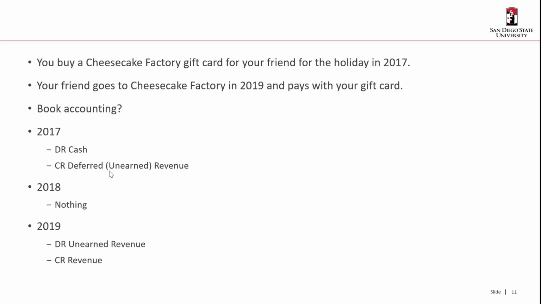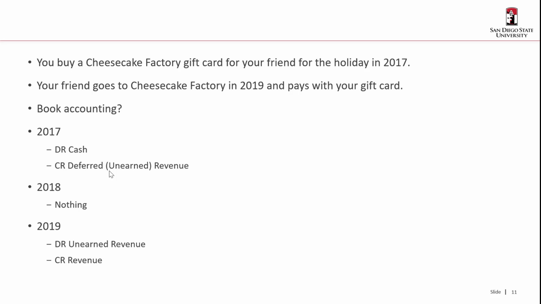So you buy a Cheesecake Factory gift card for your friend in the holidays in 2017. But your friend waits until 2019 to go to the Cheesecake Factory, and then he or she pays with the gift card that you gave them. So what would the book accounting look like? Well, in 2017, when you purchased that gift card, Cheesecake Factory would debit cash, right? So for whatever you gave them, and they would credit deferred or unearned revenue, right? So what's happened is they have an unearned revenue account that is waiting for that to be presented against with the gift card itself. Since nothing happened in 2018, there's no entry in 2018.